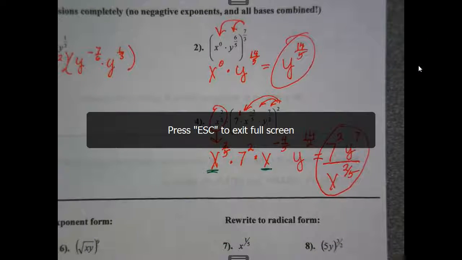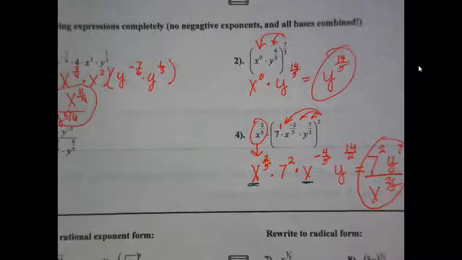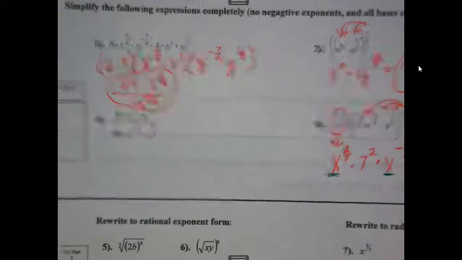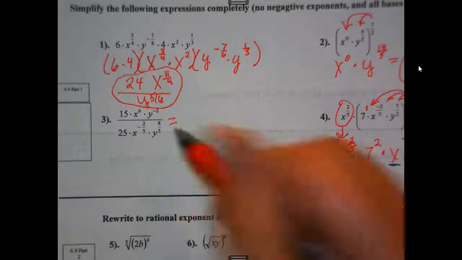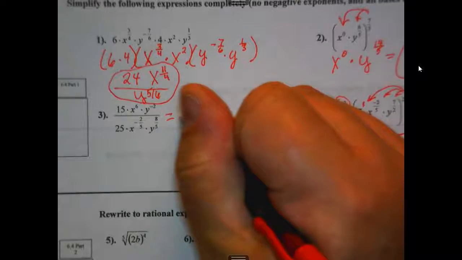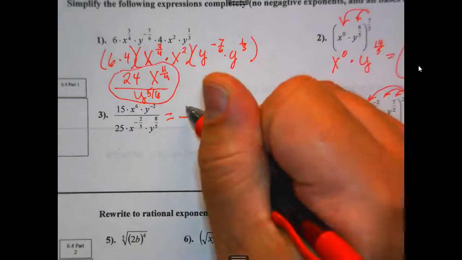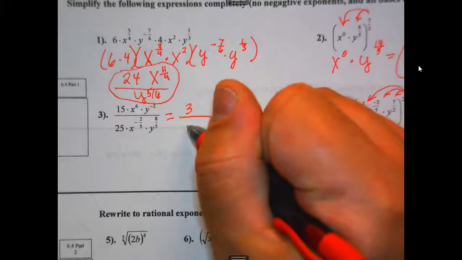Okay, any questions thus far? All right, number 3. 15 does not divide evenly by 25. However, I can reduce this. What is 15 25ths simplified? That's right, 3/5.